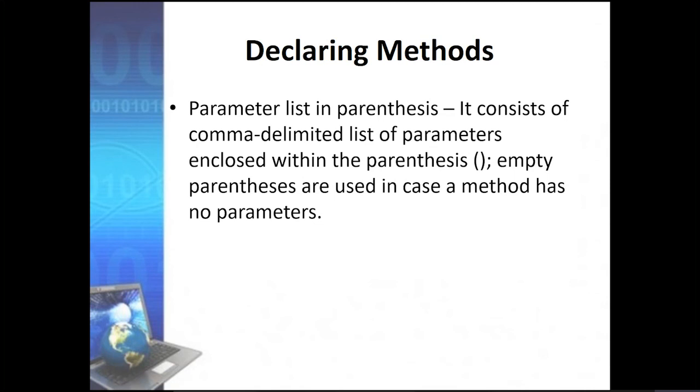So, parameter list and parentheses. Okay? So para saan ba to? It consists of a comma-delimited list of parameters enclosed with parentheses, open and close brace. Empty braces are used in case the method has no parameters. So we use the open and close brace to indicate if meron bang gagamitin; it is used for parameters.